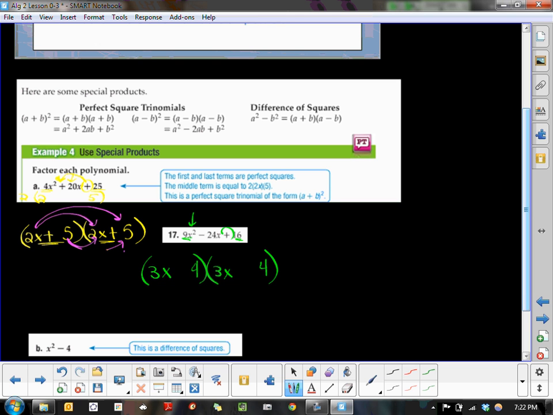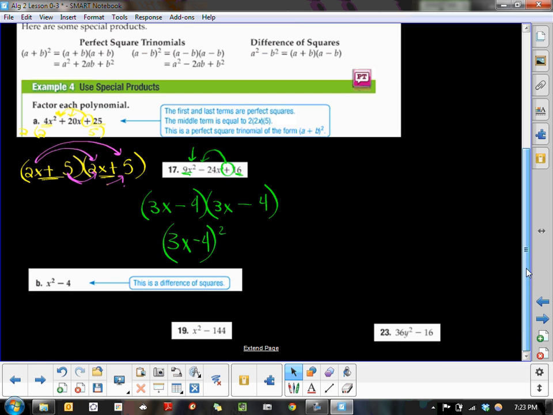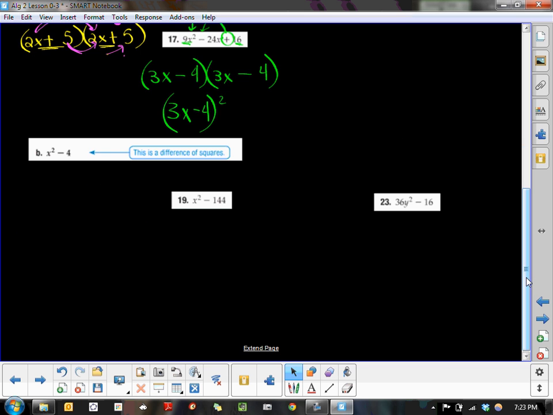Now I look at the sign. I'm going to do my sign test. The last term is positive, but my middle term is negative, which requires both of these to be negative. So it should be 3x minus 4 and 3x minus 4. Sometimes what they'll ask you to do is write this as 3x minus 4 squared, just using exponents to help simplify it.